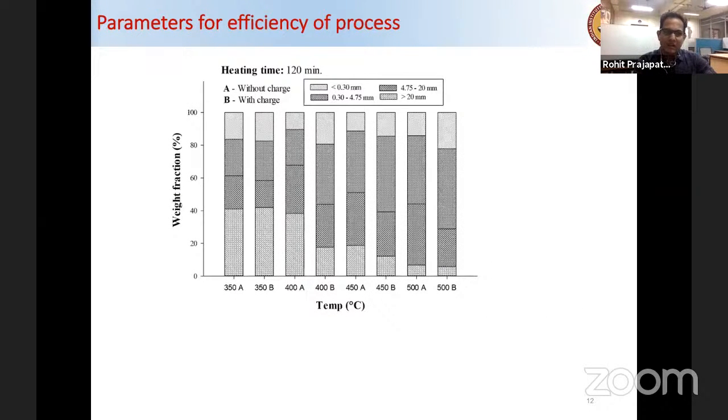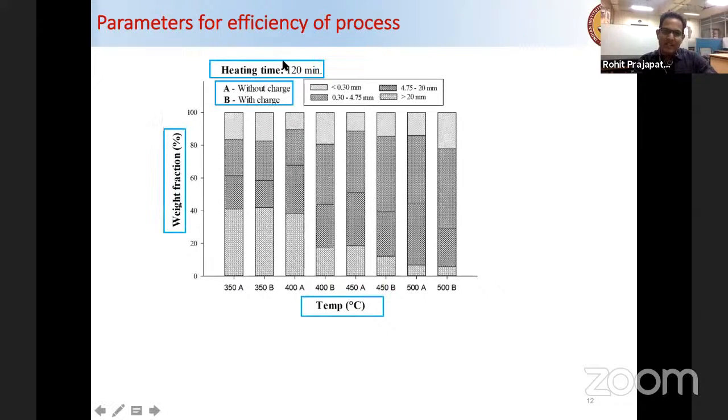So let's understand. This figure has, like, our study has four variables in the blue box. So one is the heating time. So we have two phases. In one phase we have varied the heating time, and then we have the milling process. There are two types of milling that were tried. One is using steel balls as a charge, and the other is without any charge. And you have this weight fraction here, and the temperature is varied again.